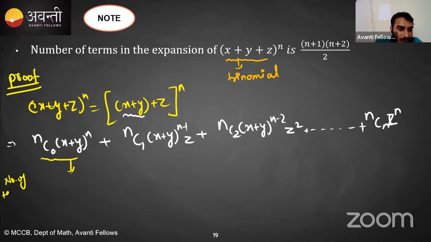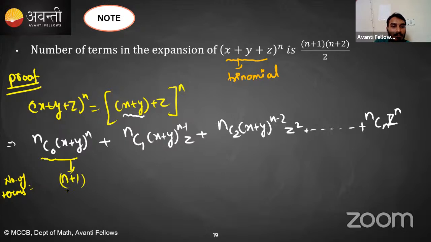Number of terms. कितना होगा इसमें x plus y raised to the power n. See, nC0 is a constant, so it will just get multiplied with all the terms, right? But how many terms are there in (x plus y) raised to the power n? n plus 1 terms, isn't it?